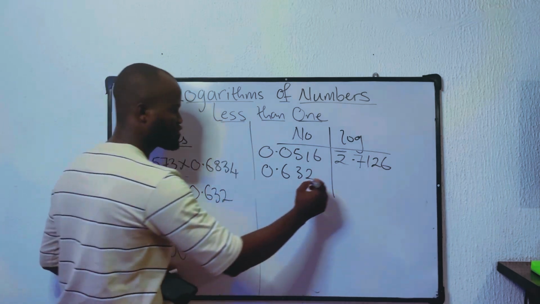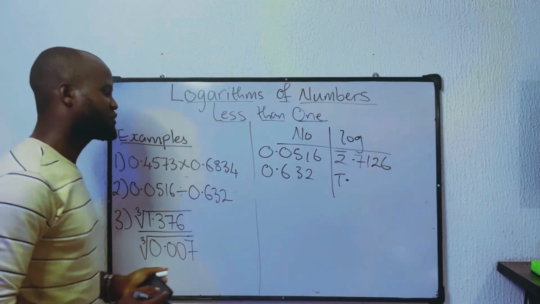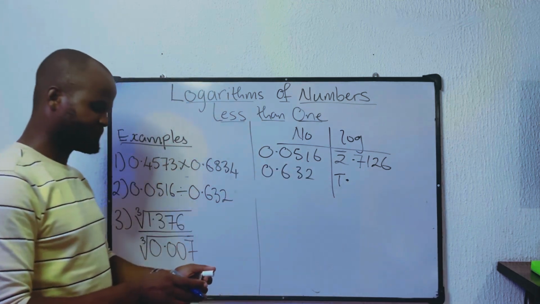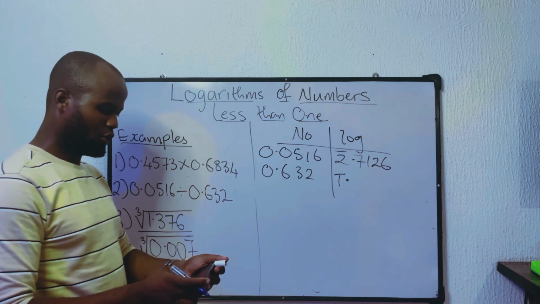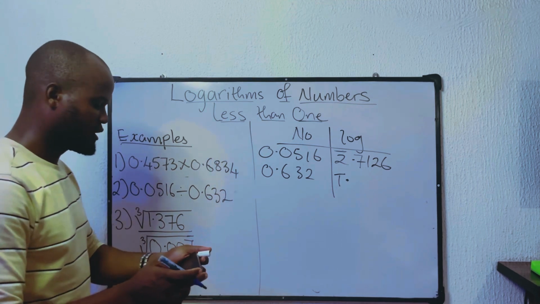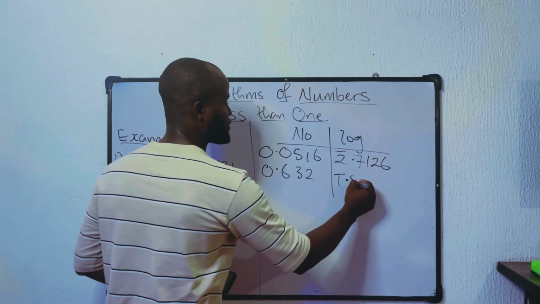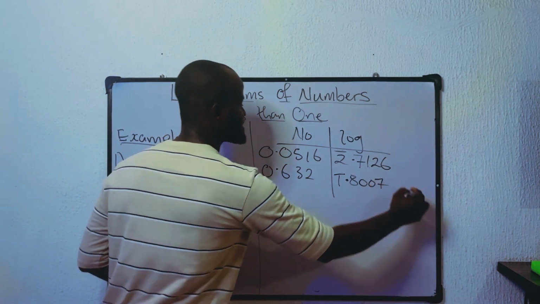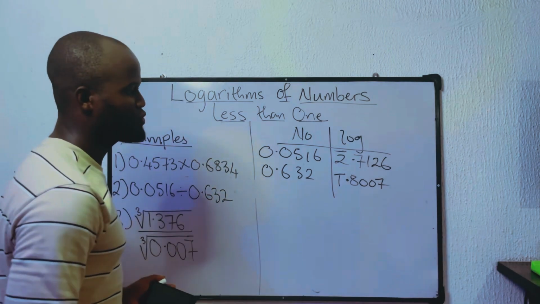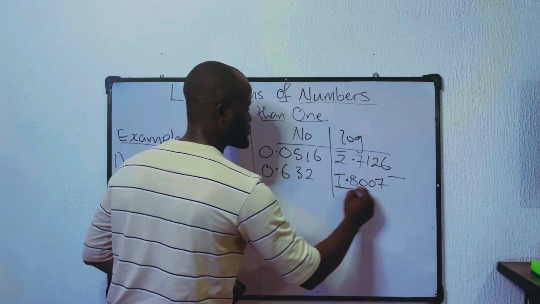Just one. So that's going to be bar 1 point. So we're looking for the logarithm of 6.32. Log 6.32. And that gives us 0.8007. So the next step, we're going to subtract now because it's a division. So the division indicates subtraction.